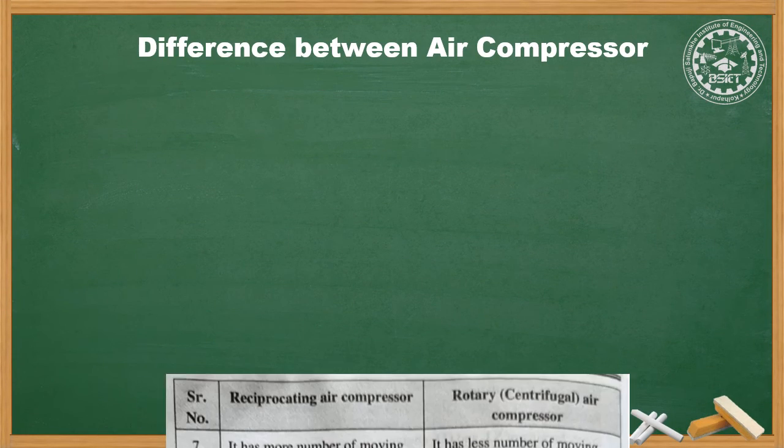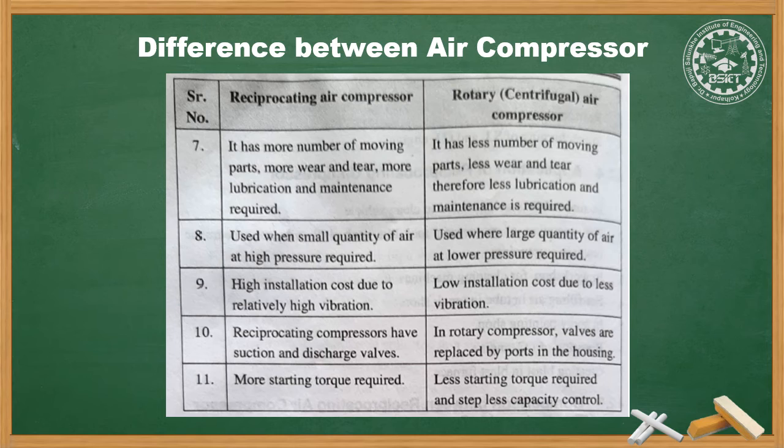The next difference: the reciprocating air compressor has more moving parts, so more wear and tear, more lubrication and more maintenance is required, whereas the rotary air compressor has fewer moving parts, less wear and tear, less lubrication and less maintenance is required. A reciprocating air compressor is used when a small quantity of air at high pressure is required, whereas a rotary air compressor is used where a large quantity of air at low pressure is required.